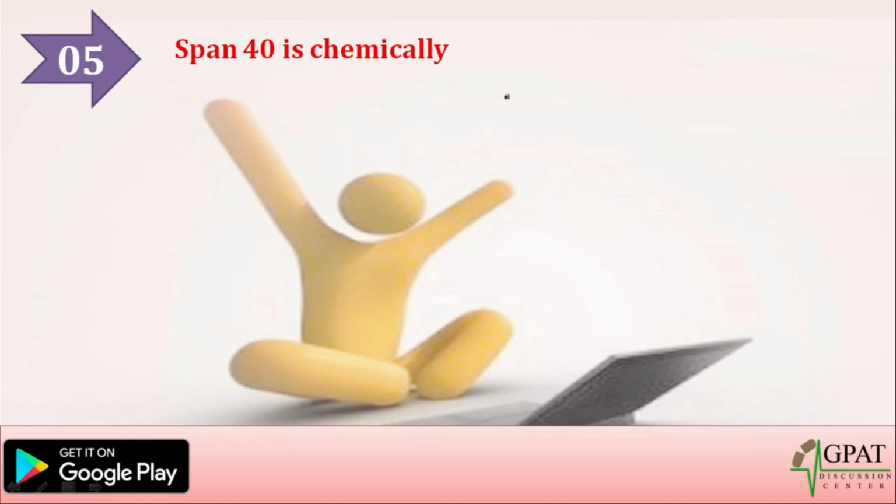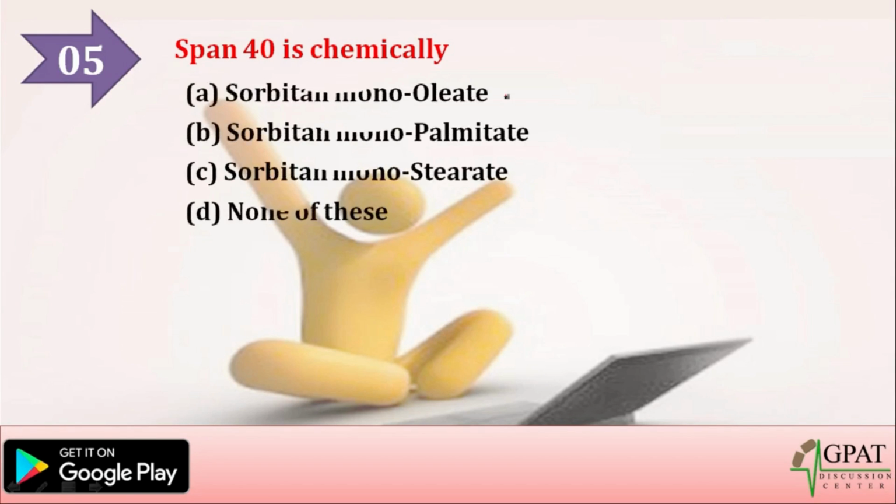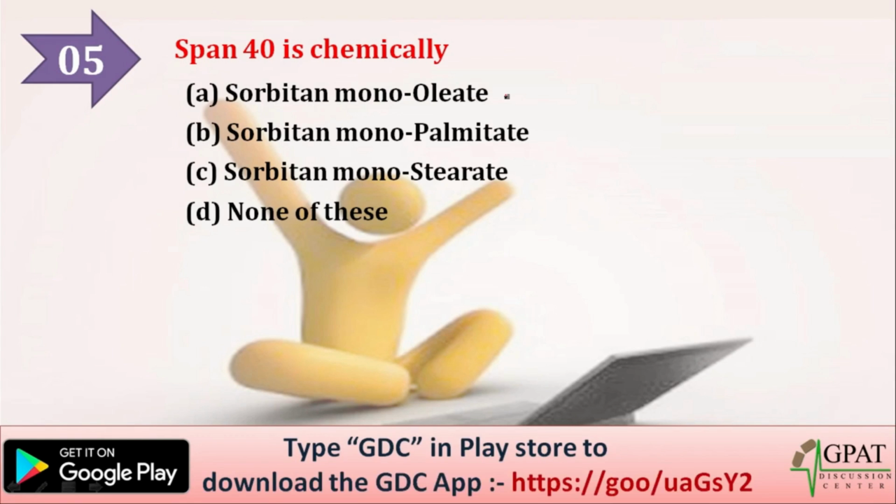SPAN 40 is chemically, and the options are option A sorbitan monooleate, option B sorbitan monopalmitate, option C sorbitan monostearate, option D none of these. So the correct answer is sorbitan monopalmitate. SPAN 40 is chemically sorbitan monopalmitate. So let's discuss in detail.